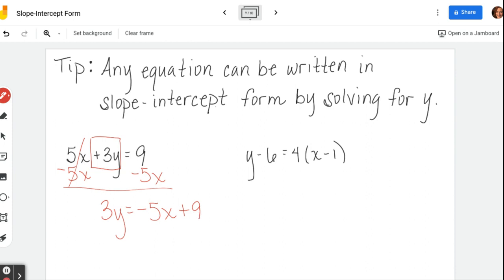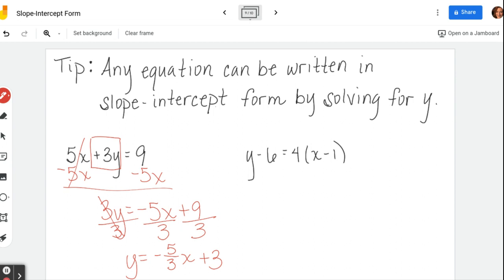Now to get y by itself, I need to divide everything by 3. Every single part gets divided by 3. So that leaves me with y equals, you can just leave that -5/3 x, and then that would be a +3. From there, your slope is negative 5/3. Your y-intercept is 3. You could graph it or whatever you need to do with it.